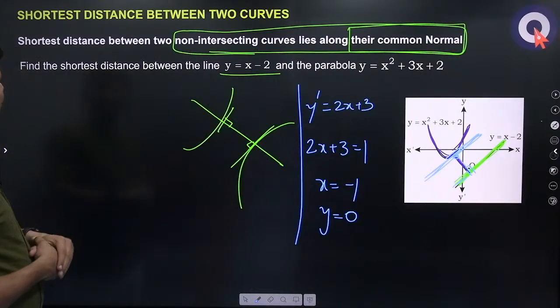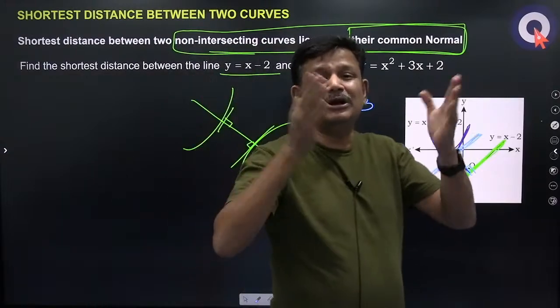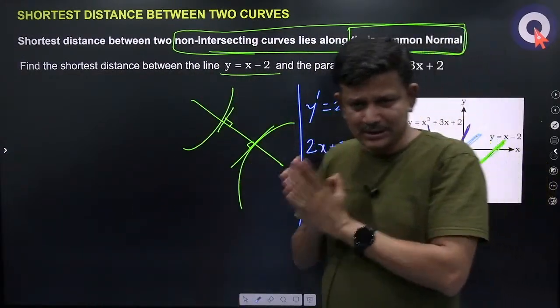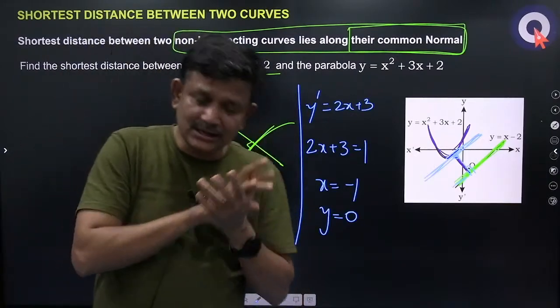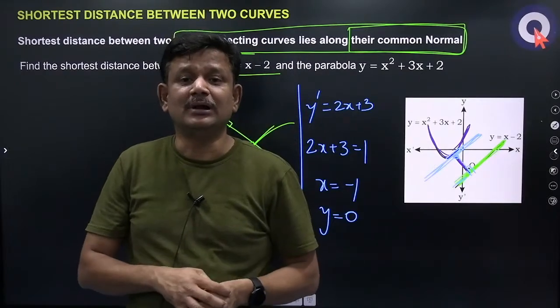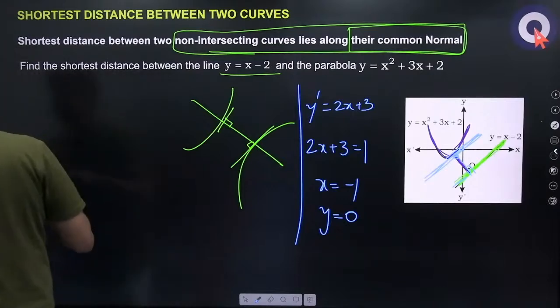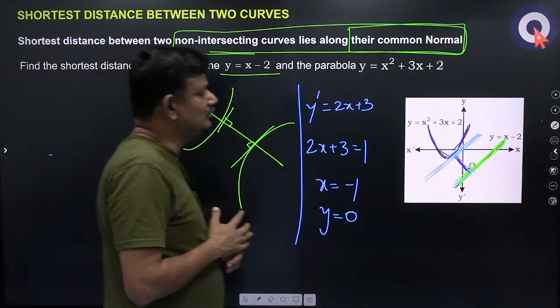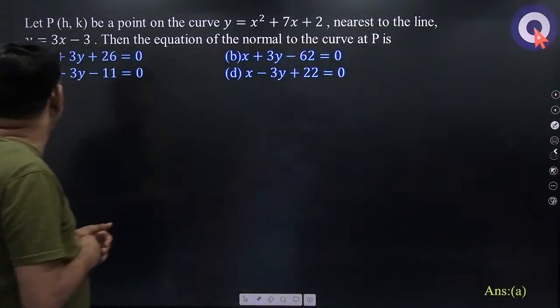So for the shortest distance between any two curves, what is it that you need to do? Find the common normal. Assume the normal to any one curve. Apply the condition that it is also normal to the second curve. If it is a circle, make it pass through the center. If it is a line, slopes of tangent are equal. So these things you can do, find the corresponding points, and then find the distance between them.